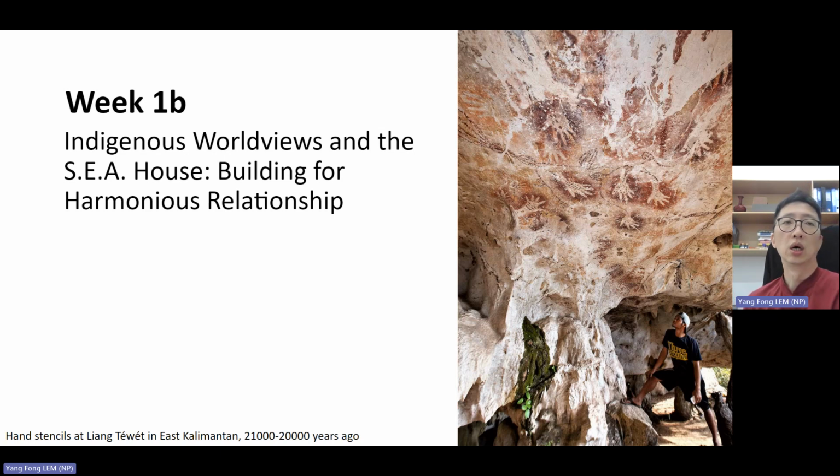Okay, so for the sharing this week, we will also be talking about indigenous worldviews and the Southeast Asian house, which is basically a building for a harmonious relationship. Here you can see hand stencils at a cave in East Kalimantan, supposedly done 21,000 years ago. 21,000 years ago, I think there was no language, but human beings were already starting to make marks in their own way. So this mark making is an important act throughout history.